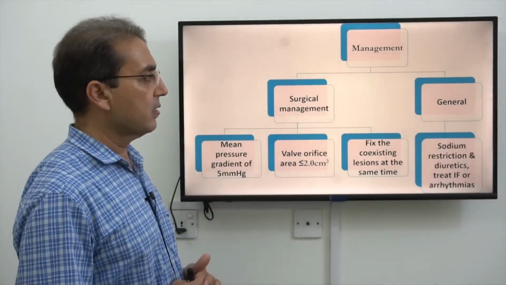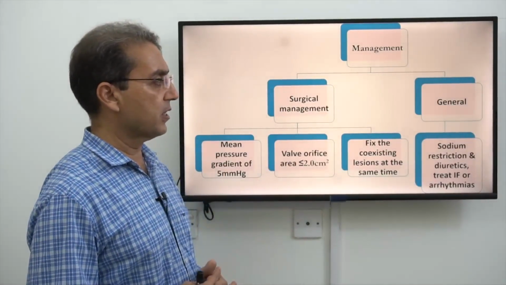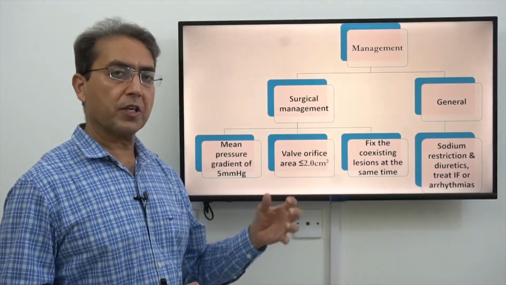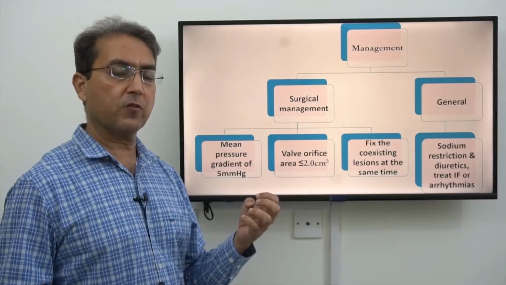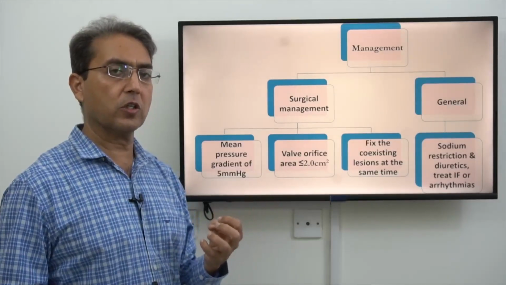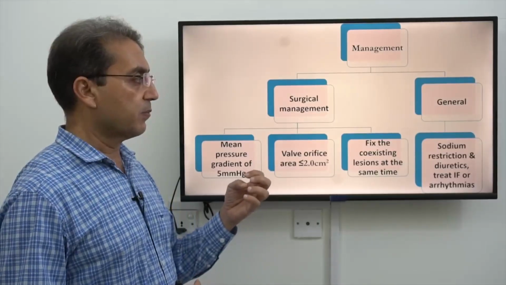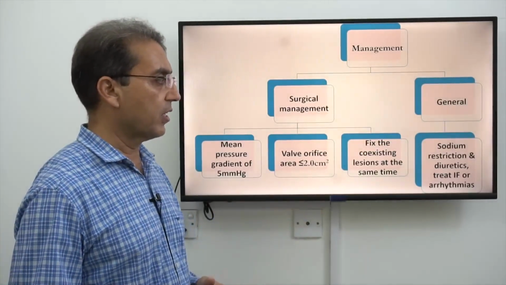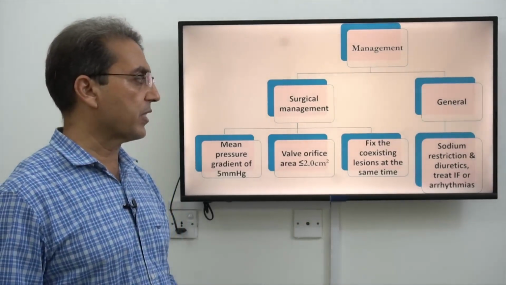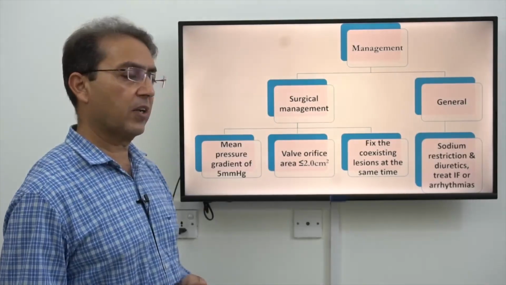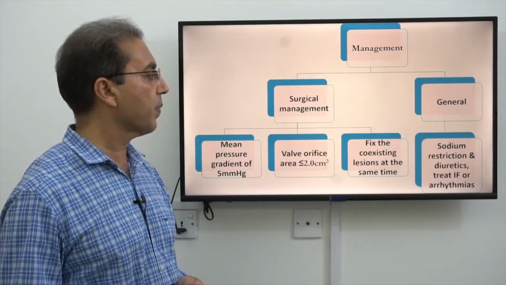The management is divided into general management. General management is salt and water restriction. You reduce the sodium intake and the water intake so that the fluid load on the body is less. The symptoms tend to improve. Then we can treat the atrial fibrillation if it is present, and we can go for the treatment of infective endocarditis if it is present.